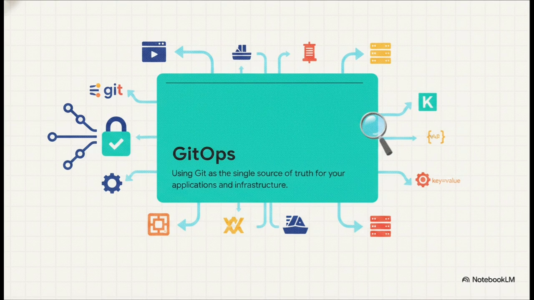Whatever is stored in Git dictates exactly what your cluster must look like, period. Your Kubernetes manifests, your Helm values, environment variables, app versions, the whole shebang. They all live centrally right there in Git. It basically becomes your ultimate control center.